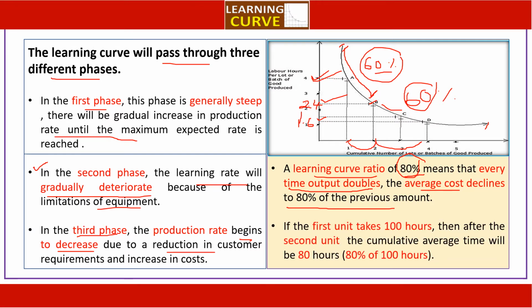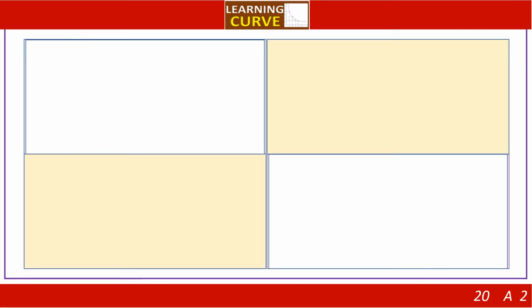So to say, if the first unit takes say 100 hours, then after the second unit, we might take only 80 hours if the percentage is 80. If the percentage is 60, we might take only 60 hours. This is how we interpret a learning curve. What do we do after interpreting?